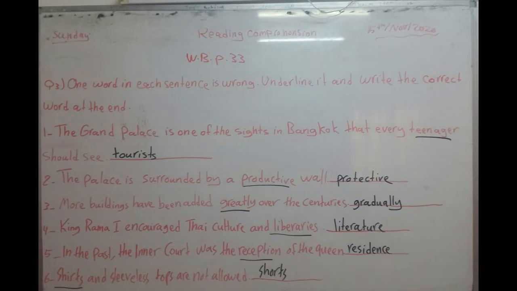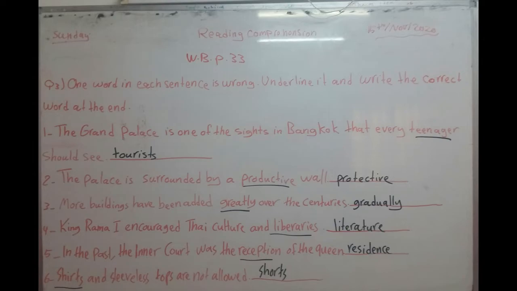Question number 3. One word in each sentence is wrong. Underline it and write the correct word at the end. فعنا كلمة غلط. We have a wrong word. We have to find out this wrong word and underline it. Then go to the text, to the lesson, and find out the correct word or the correct answer.